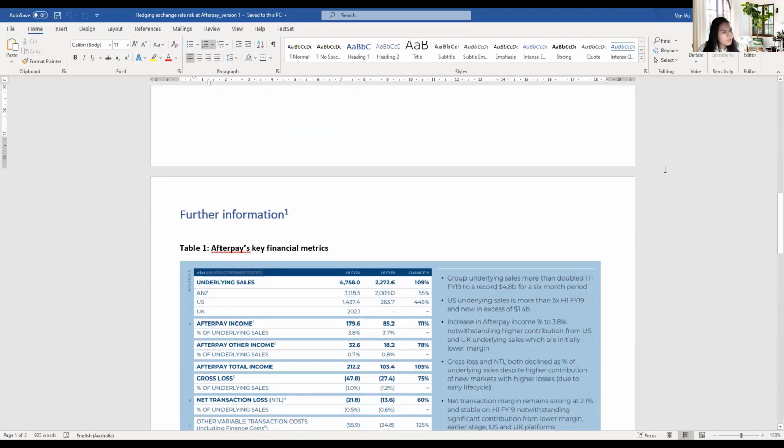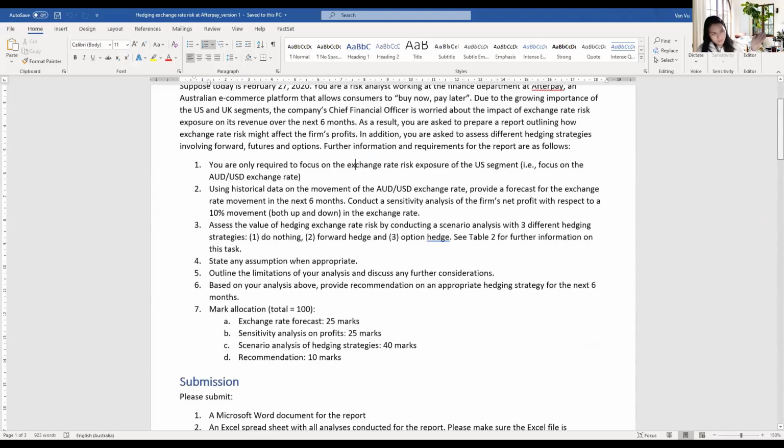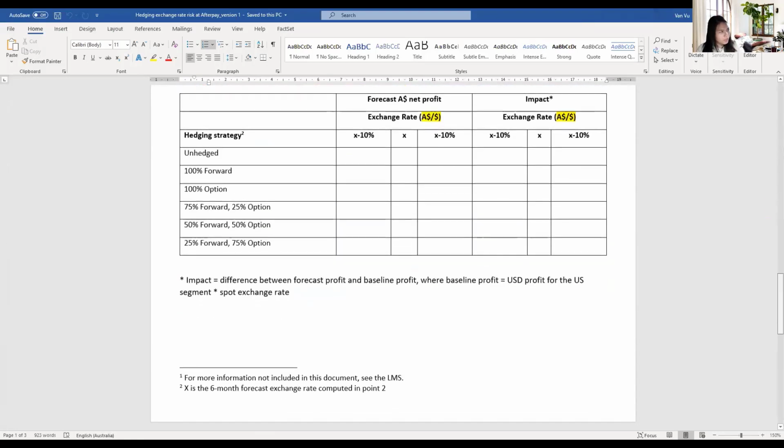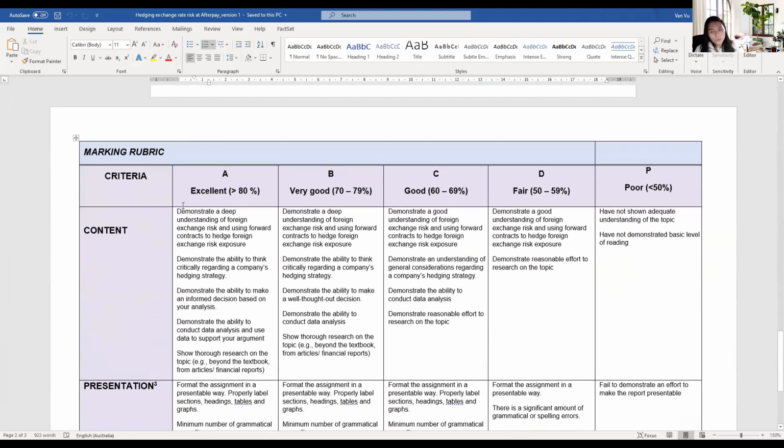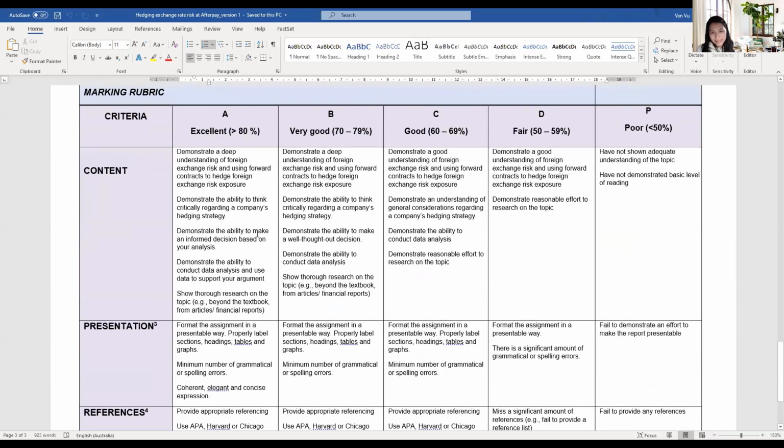So this is the assignment. This is version 1, and version 2 will be similar, except that you're going to focus on the UK segment. Here is the marking rubric at the end. This details the level of analysis or the level of depth that I would expect for each level of grades. Obviously, if you want a higher mark, you need to put in a little bit more effort, and so on and so forth. So this will be the starting point. Before you write the assignment, make sure you read through the marking rubric to see what is expected at each level.